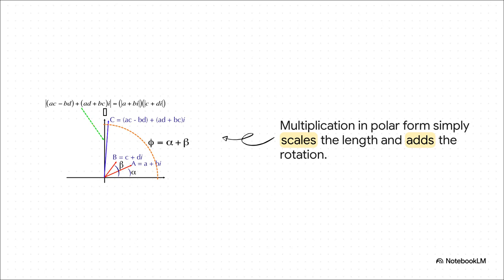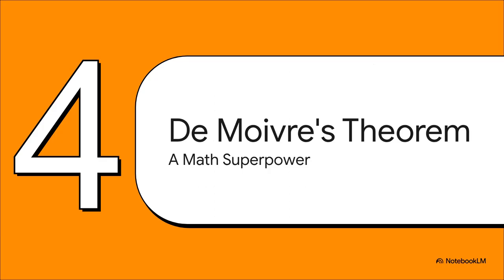It's that clean. This simple rule for multiplication doesn't just solve our little puzzle. It actually unlocks a kind of mathematical superpower for raising complex numbers to any power you want. And that idea leads us straight to the elegance of De Moivre's theorem.